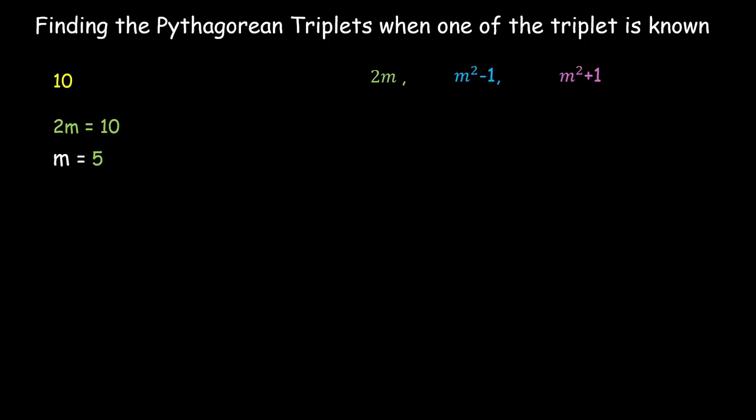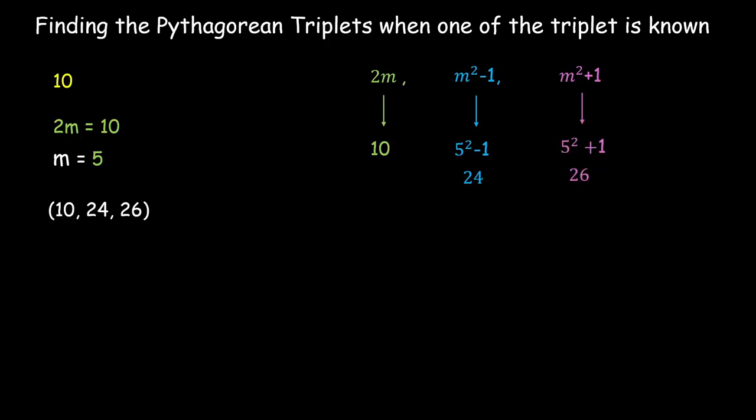And now since m is equal to 5, we can find all the other triplets. It will be 2m, that is 2 into 5 is 10, m square minus 1, 5 square minus 1, which is 25 minus 1, that is 24, and 5 square plus 1, which is 25 plus 1, 26. So, 10, 24 and 26 are the triplets.